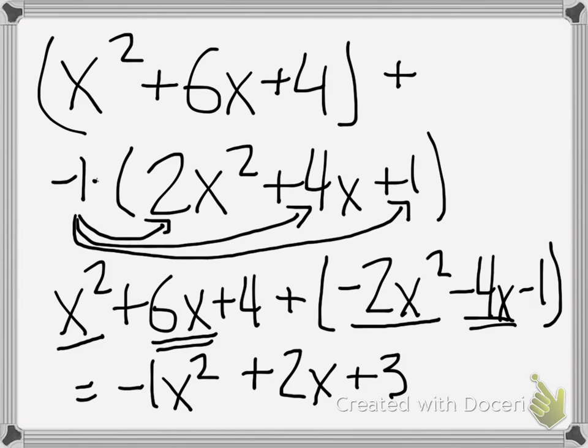The common error is to not do this distribution. So you think x squared plus 6x plus 4 minus just the 2x squared, and then you'll add the 4x and the 1. So then you end up with minus x squared, but here you would have 6x plus 4x, which is 10x, and that would be very wrong. So be careful that you distribute your negative 1 onto everything in your second term.